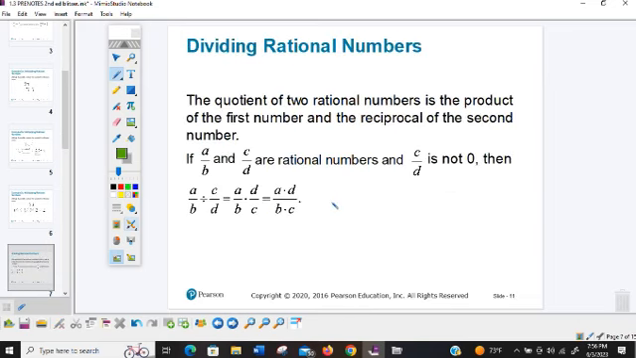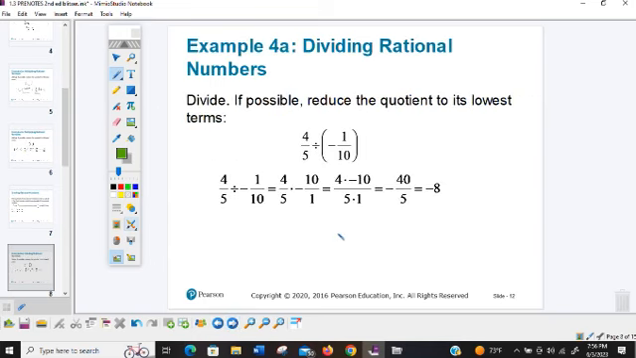Now for division, remember what you learned in middle school. Keep it, change it, flip it. So you keep the first fraction, change the division to multiplication, and flip the second fraction. Once you do that, you just multiply like we've done in the last few examples. So we're going to keep the 4/5, change the division to multiplication, and take negative 1/10 and flip it. So we're going to make that negative 10 over 1.